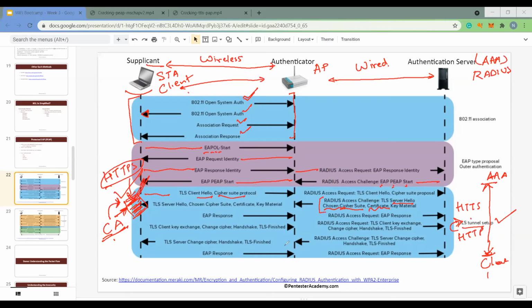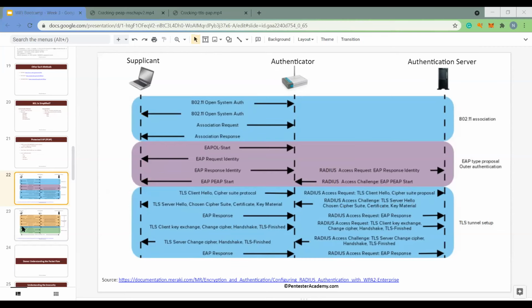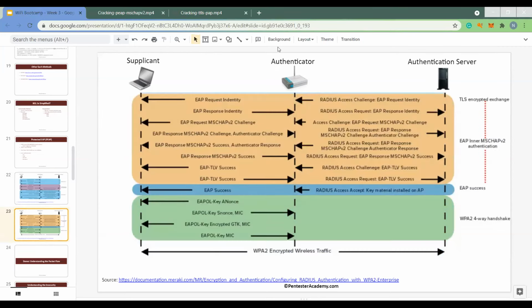Now, the important thing to note here is because this tunnel is end to end, even your access point, which is sitting here, is not able to see what we are going to exchange in this tunnel. So it is that good. It is end to end, from this end to this end. Whatever is inside, no one can actually see. So this was the third phase. Once this tunnel is set up, after that, we go to the next phase.